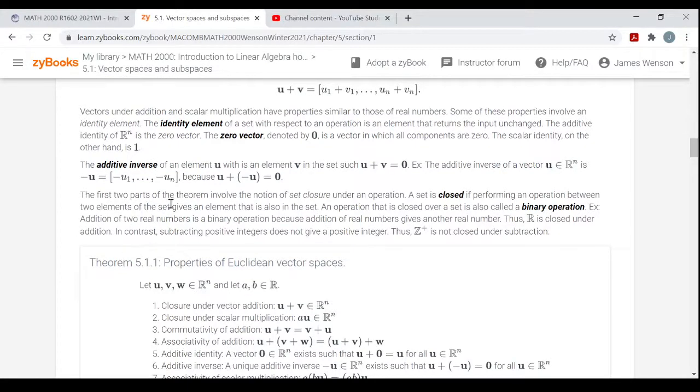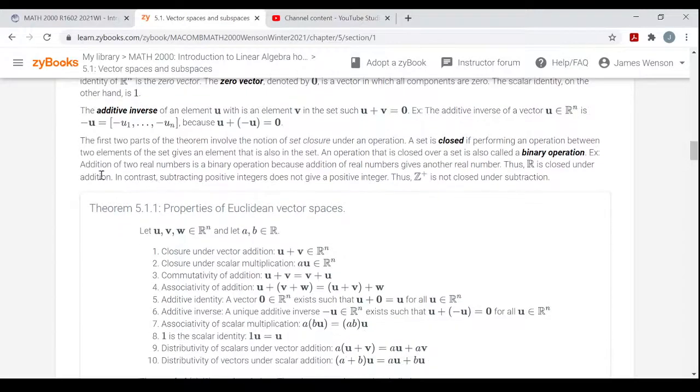All right. Then the first two properties involve the notion of set closure under an operation. So a set is closed if performing an operation between two elements of the set gives another element that is also in that set. An operation that is closed over a set is also called a binary operation. For example, addition of two real numbers is a binary operation because when you add two real numbers, you get another real number. You don't get something else. So the real numbers are closed under addition.